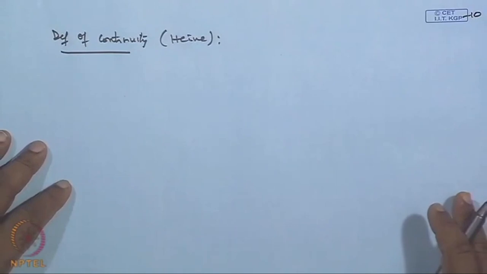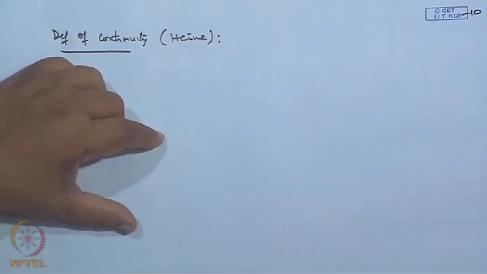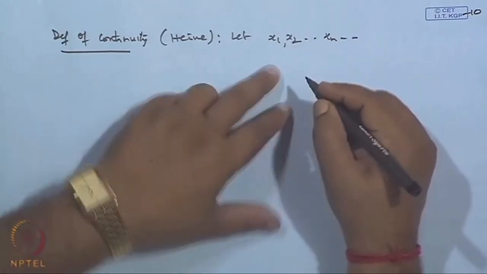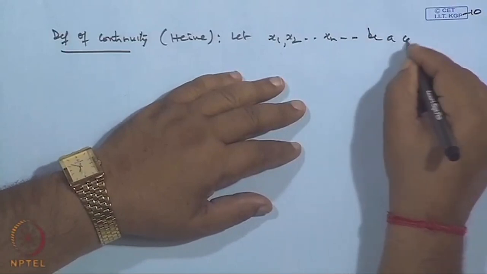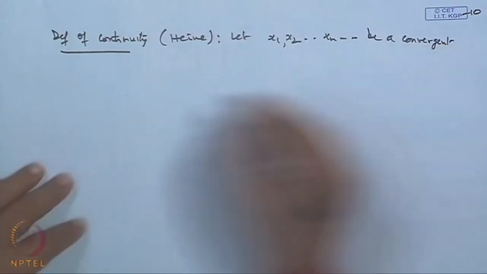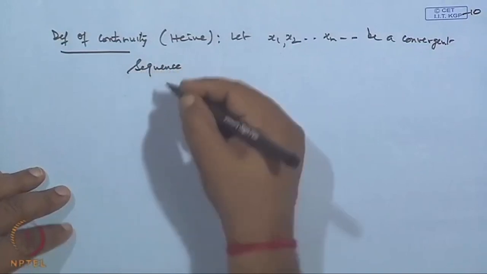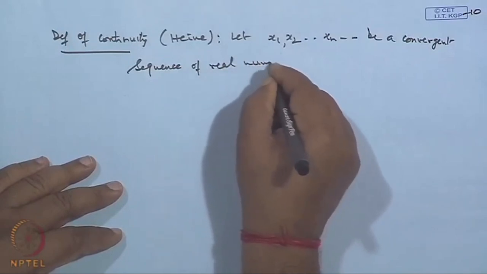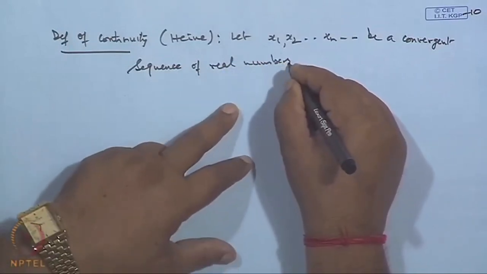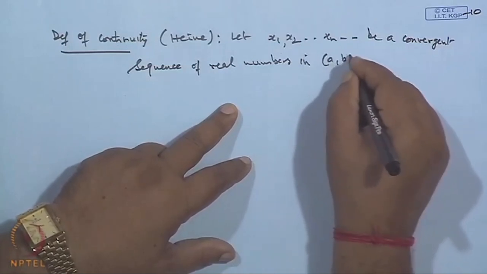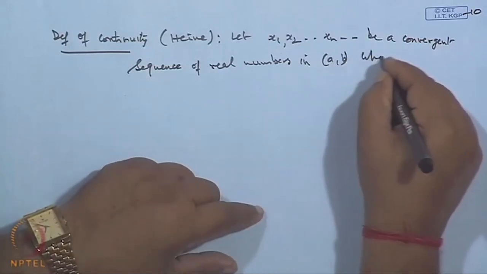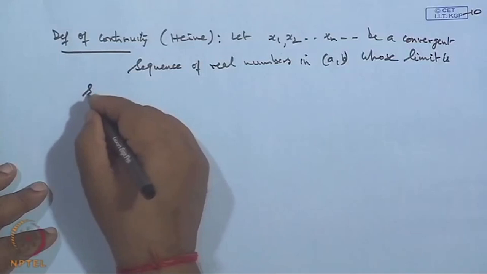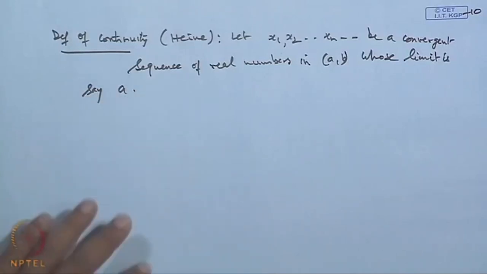This is given in terms of sequences. So what he says: let x1, x2, ..., xn be a convergent sequence of real numbers, or points on the real line in the given interval AB, whose limit is say A.